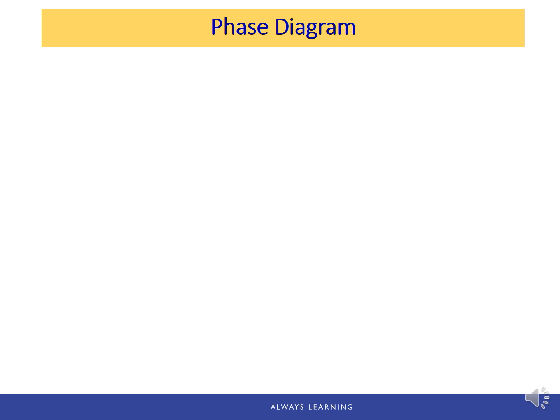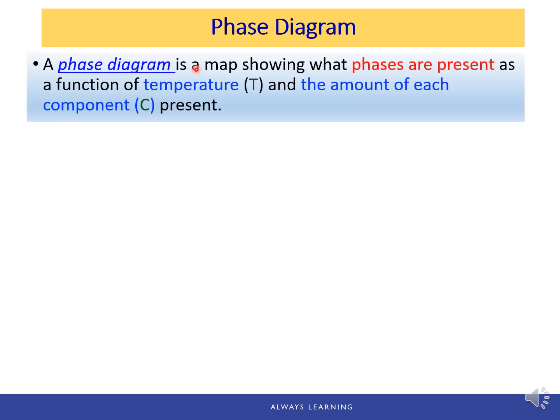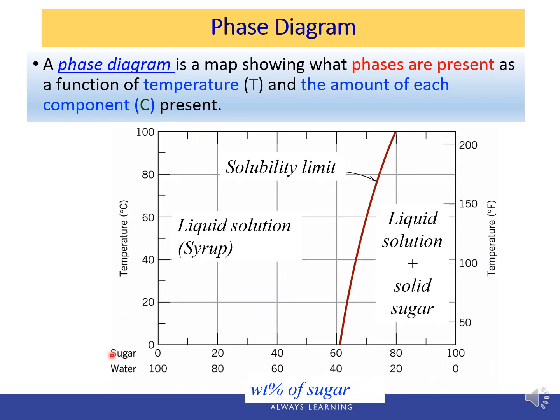The properties of materials depend on the components and phases that are present. The components are determined by what we mix together to make the materials. However, we need some way to predict what phases will be present in the system. We do this by using a graph called the phase diagram. A phase diagram is a map showing what phases are present as a function of temperature and the amount of each component present. This is the sugar-water phase diagram.